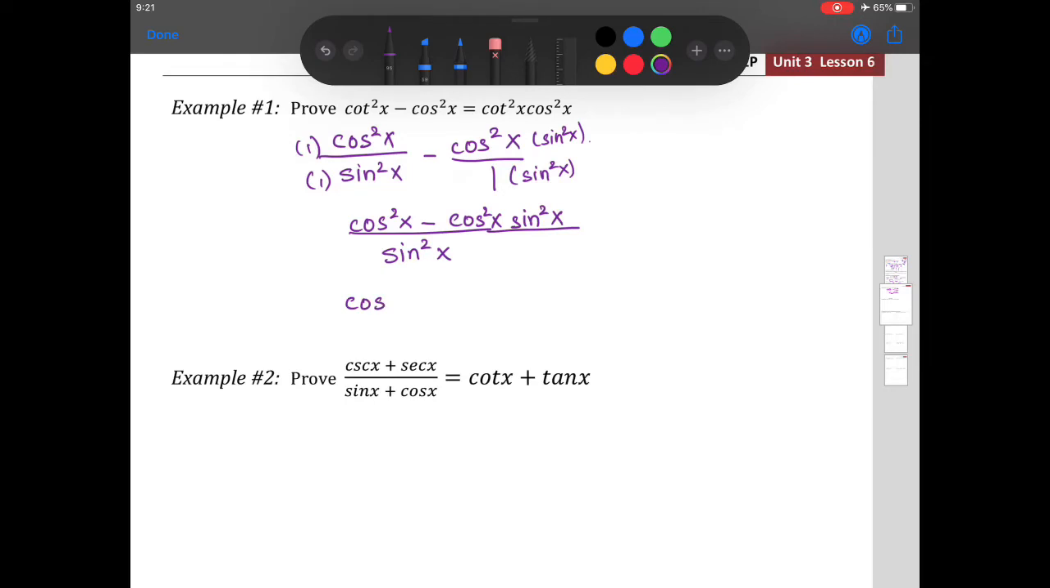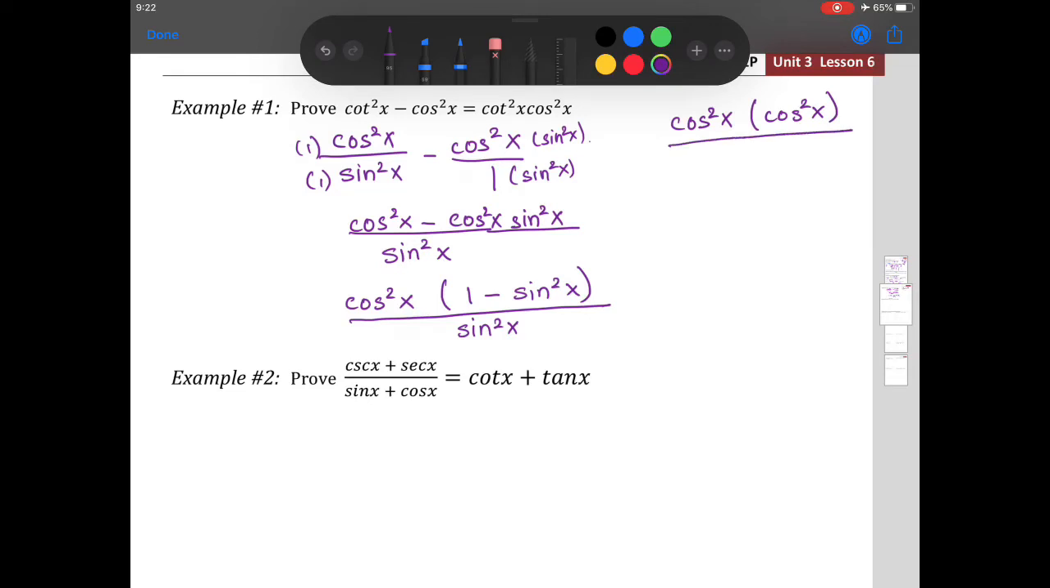Now in the numerator, you can factor out the cosine square x. And you're left with 1 minus sine square x, and you have just sine square x in the denominator. What is 1 minus sine square x? It's the same thing as cosine square. So I have this cosine square, and in place of 1 minus sine square, I wrote another cosine square x over sine square x.